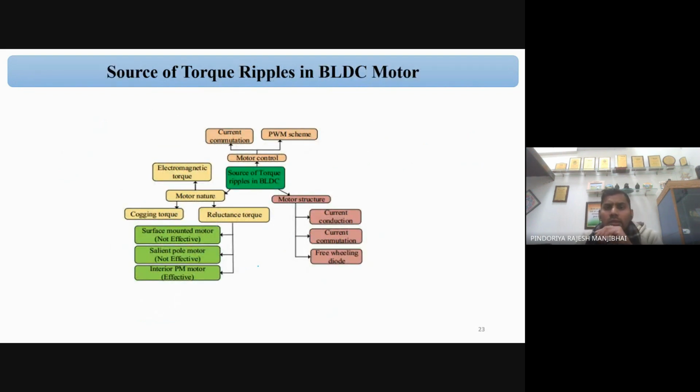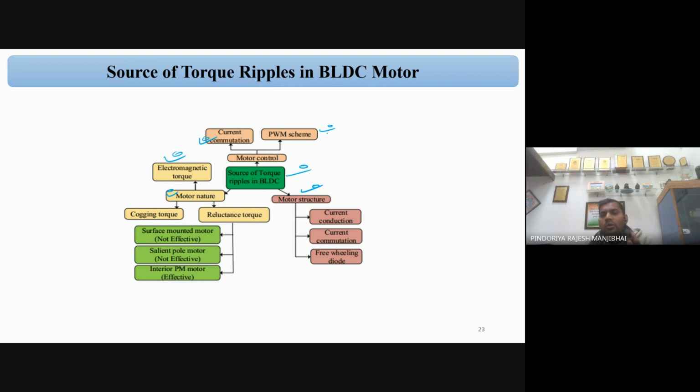Yes, the source of the torque ripple. Nowadays, this is a major challenge in the BLDC motor, induction motor, any type of motor, because torque ripple ultimately creates acoustic noise and vibration. Correct. The sources of torque ripple in the BLDC motor, or any type of motor, because this is a common motor structure, are the electromagnetic torque, motor nature, current commutation, computation, and the PWM scheme.